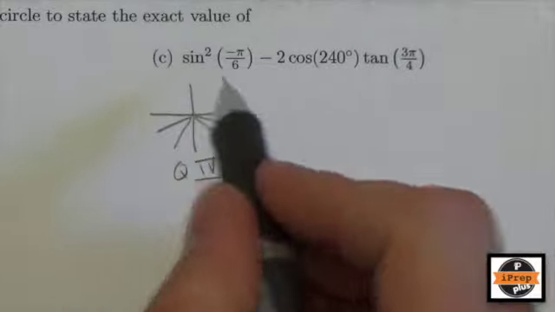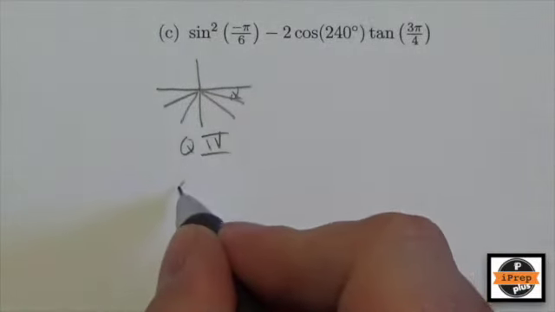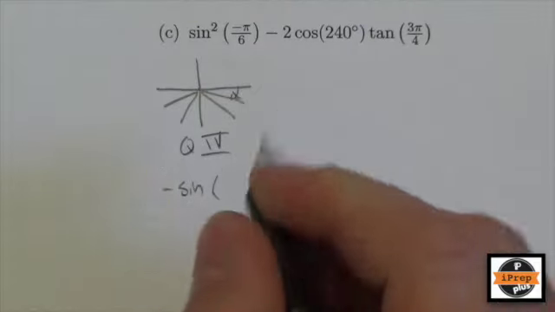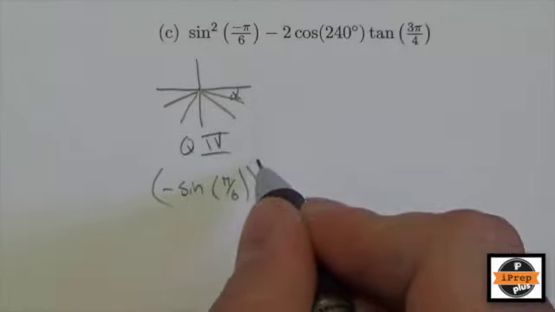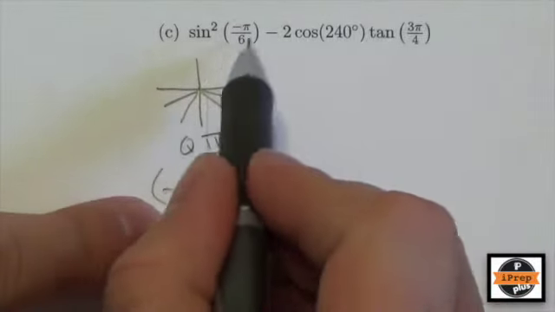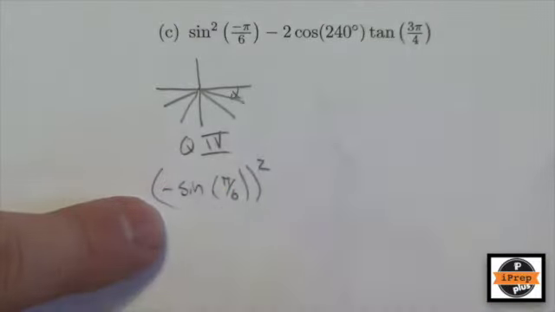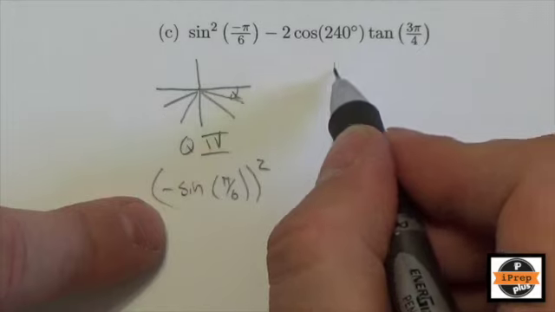Okay, and I know that sine is going to be negative in quadrant 4, so this is going to be the same as the negative sine of, and in this case our reference angle would be pi over 6, and then the square applies to the whole thing, including the negative that popped out as a result of the angle being in the fourth quadrant.